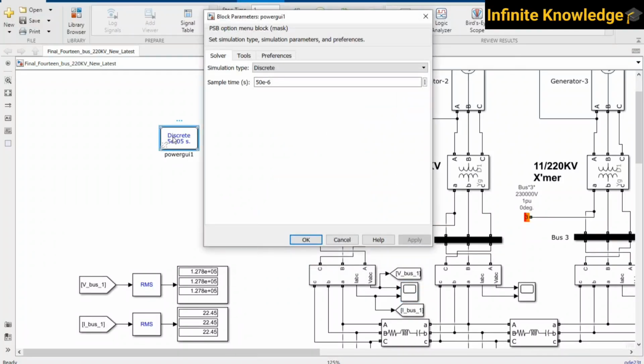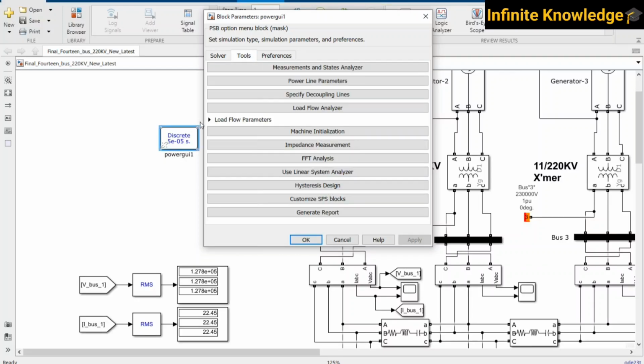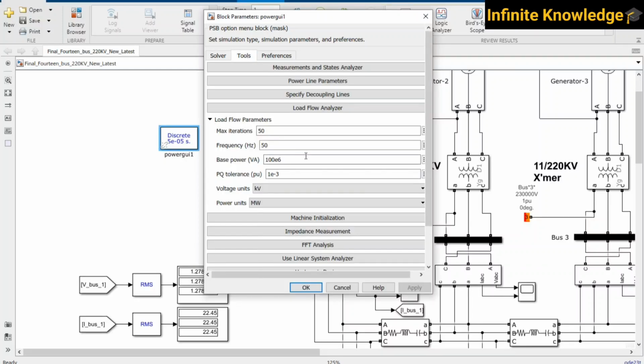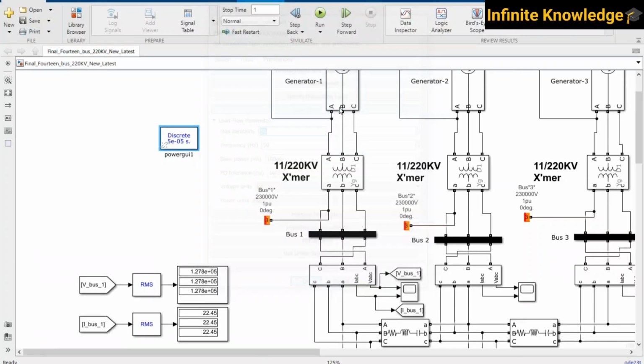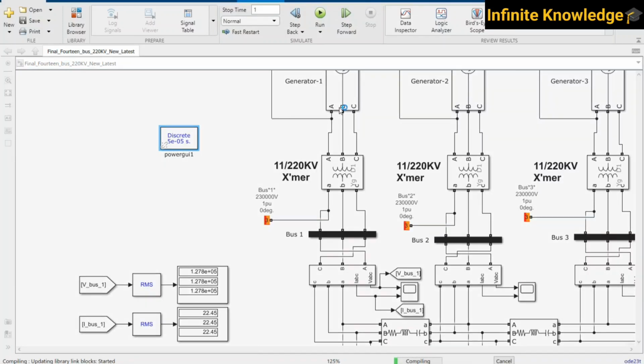If you want to do the load flow analysis, just double click on this discrete block, go to tools, and check these parameters. Sometimes you get an iteration error. If you do, just increase this value and press the load flow analysis. After some time the pop-up for the load flow analysis will open, which takes some time.